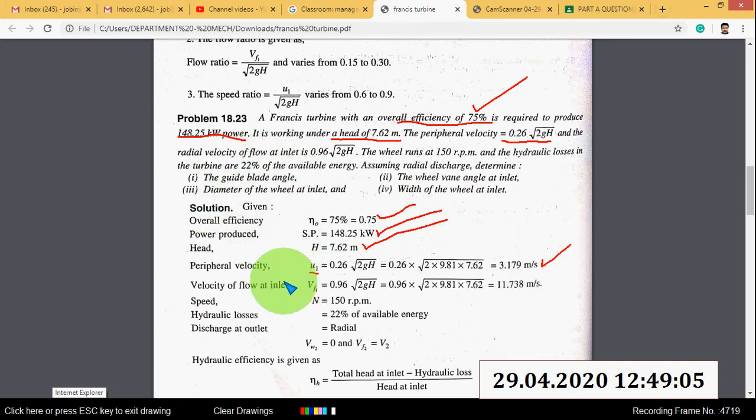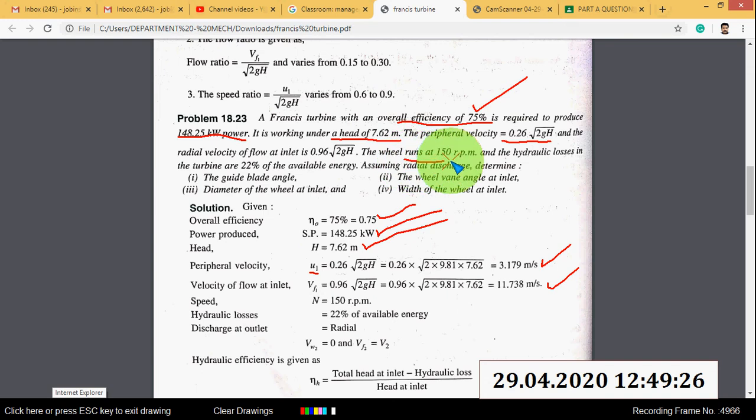Then the velocity of flow at inlet, so that means Vf1. Vf1 indicates velocity of flow at inlet, Vf2 means velocity of flow at outlet. So here Vf1 is 0.96 into root of 2gh, substitute the value of g and h, 9.81 into 7.62, you will get the value of Vf1 is 11.38.